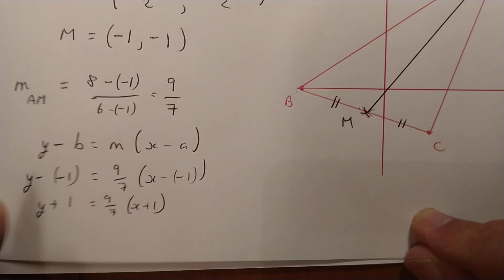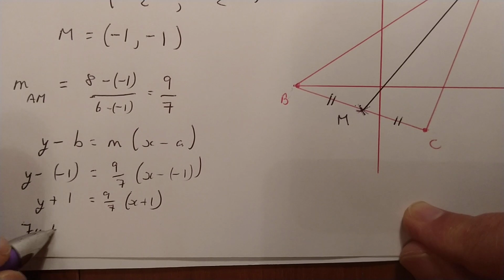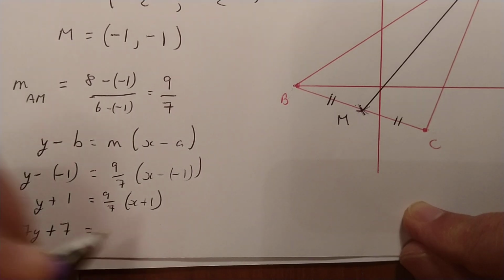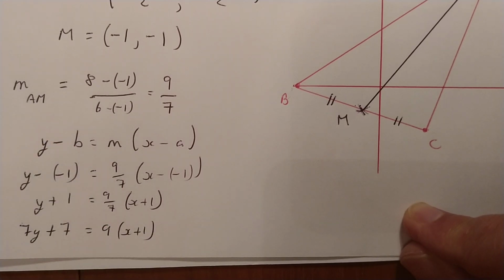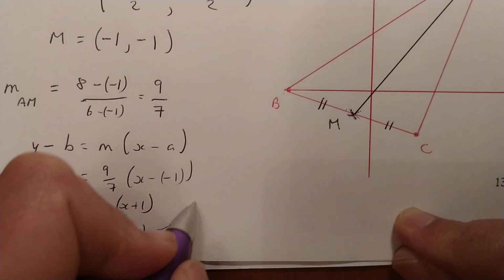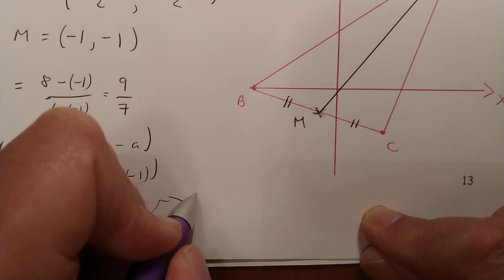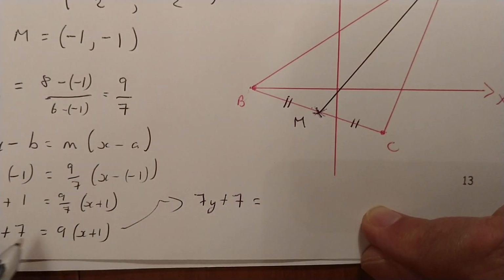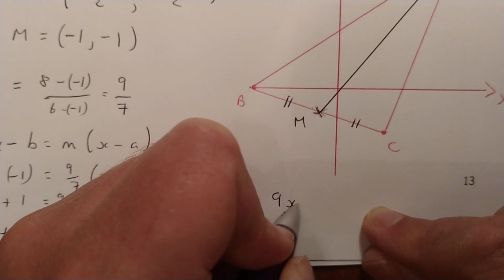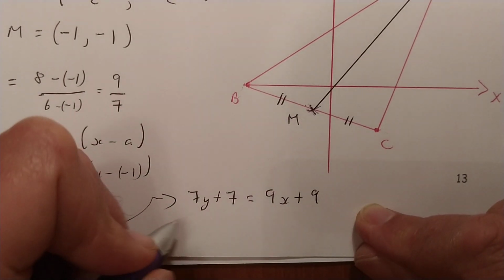Get rid of the fraction first, the 7 down here. 7 bracket y plus 1 equals 9 bracket x plus 1, which takes me to 7y plus 7 equals 9x plus 9. Change it to the standard form.